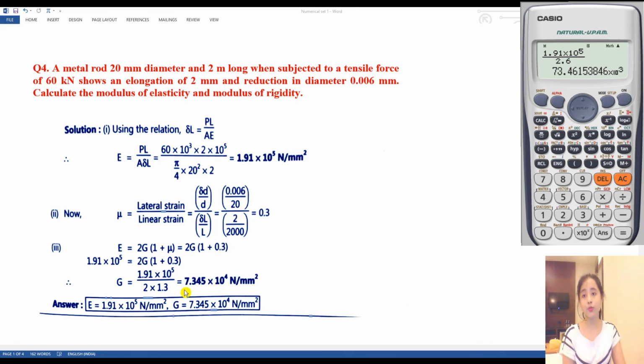सो हमें ये फोर्थ क्वेश्चन पे भी Young's modulus E फाइंड करने के लिए बोला था. We found it and modulus of rigidity G also we found it. So I hope this numerical is also clear.